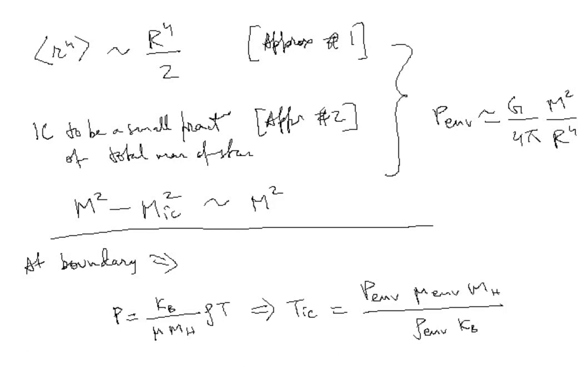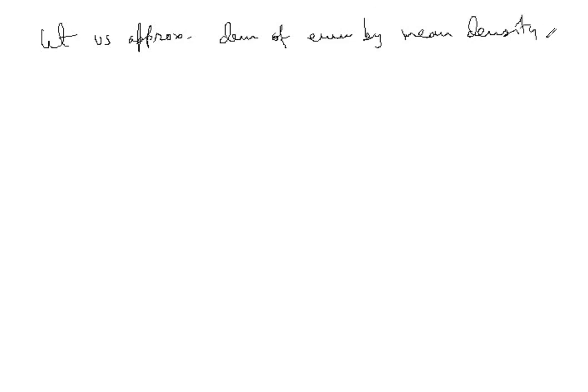Now let us approximate the density of the envelope at the boundary by the mean density. There are so many approximations, you must be wondering. Of course, it's true. Indeed. And using this, we will get a general idea. That's also correct. Okay, so as a result, what we can have is just this relation.